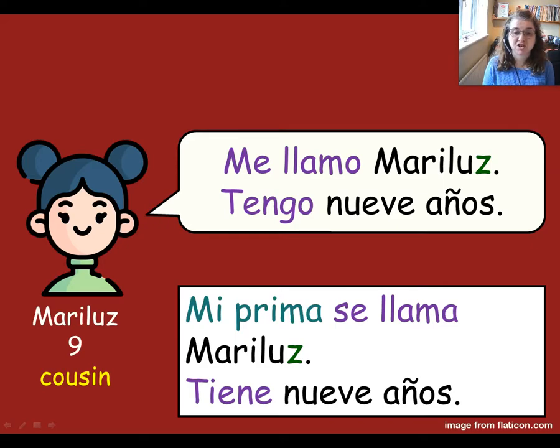That's right, she's a girl, isn't she? So we would need to say mi prima. Mi prima se llama Mariluz. Tiene 9 años. My cousin is called Mariluz. She is 9 years old.